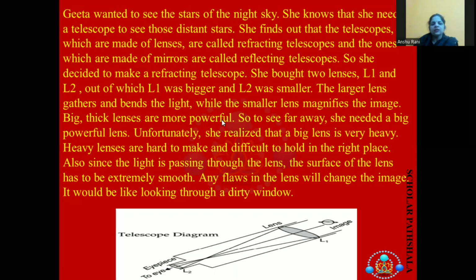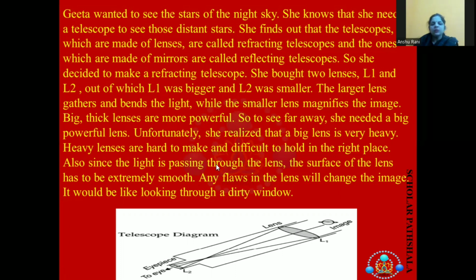Big, thick lenses are more powerful. So, to see far away, she needed a big, powerful lens. Unfortunately, she realized that a big lens is very heavy. Heavy lenses are hard to make and difficult to hold in the right place.